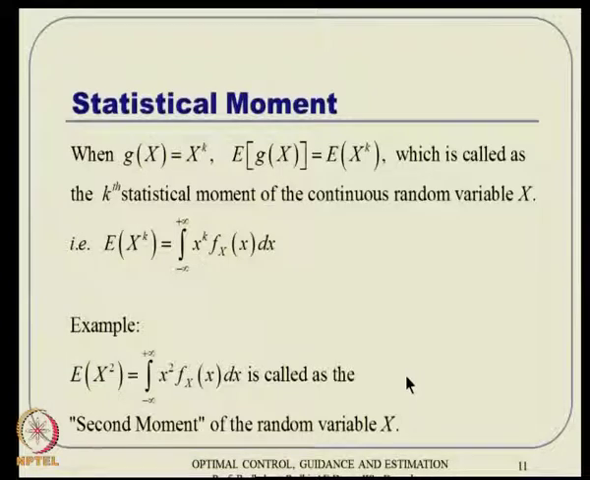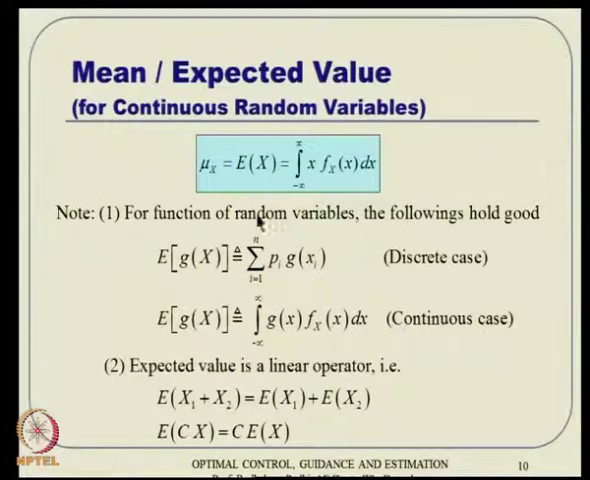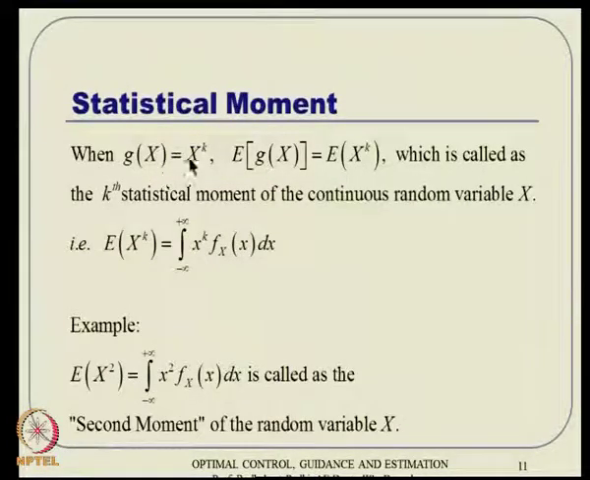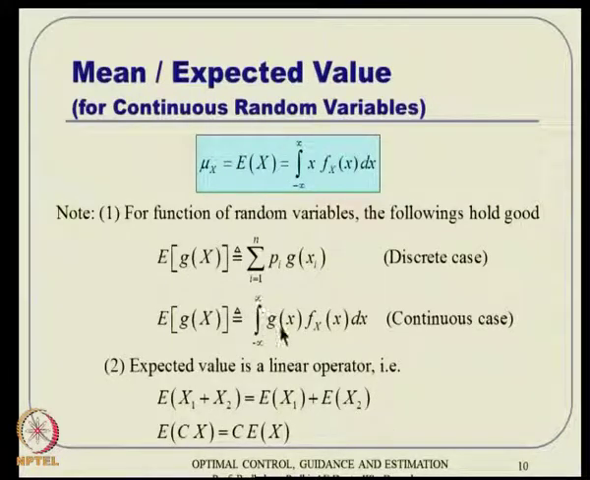Then there is something called a statistical moment. Because g in general can be any function, we are not interested in any function per se, but in the typical function x to the power k. So, when you take g of x as x to the power k, what happens in that particular case? Obviously, the expected value of x to the power k by definition is g of x multiplied by the PDF of that.